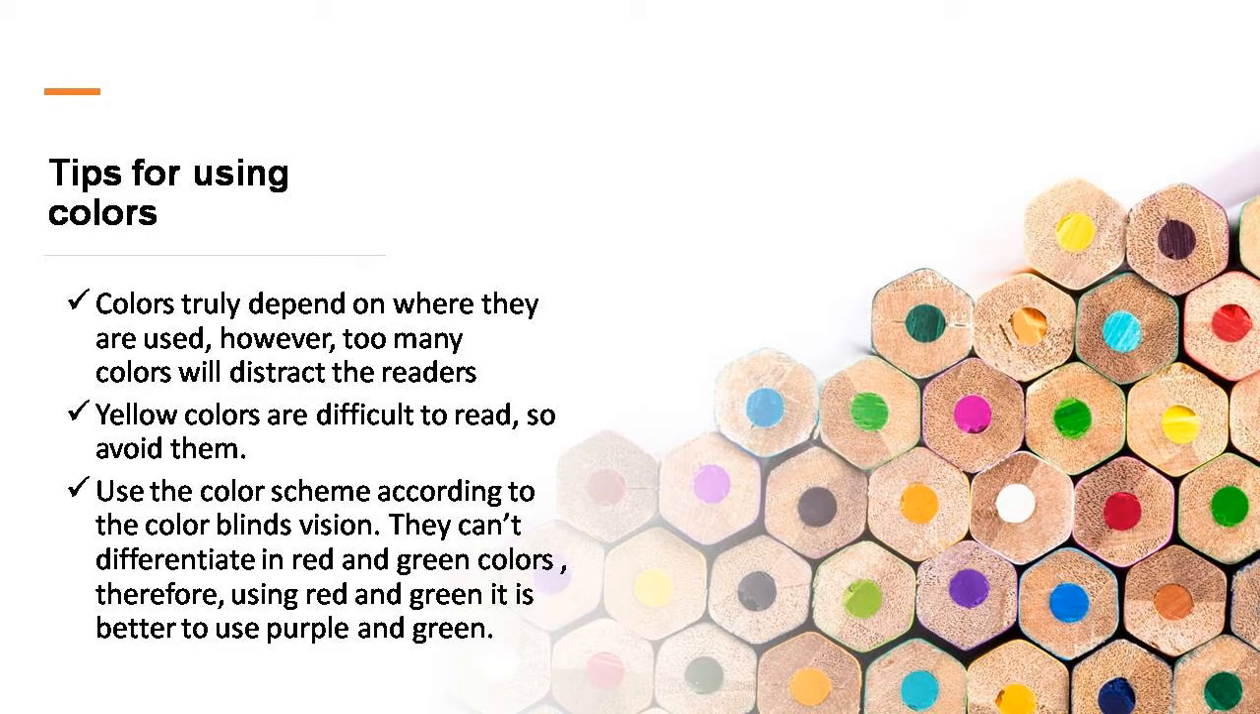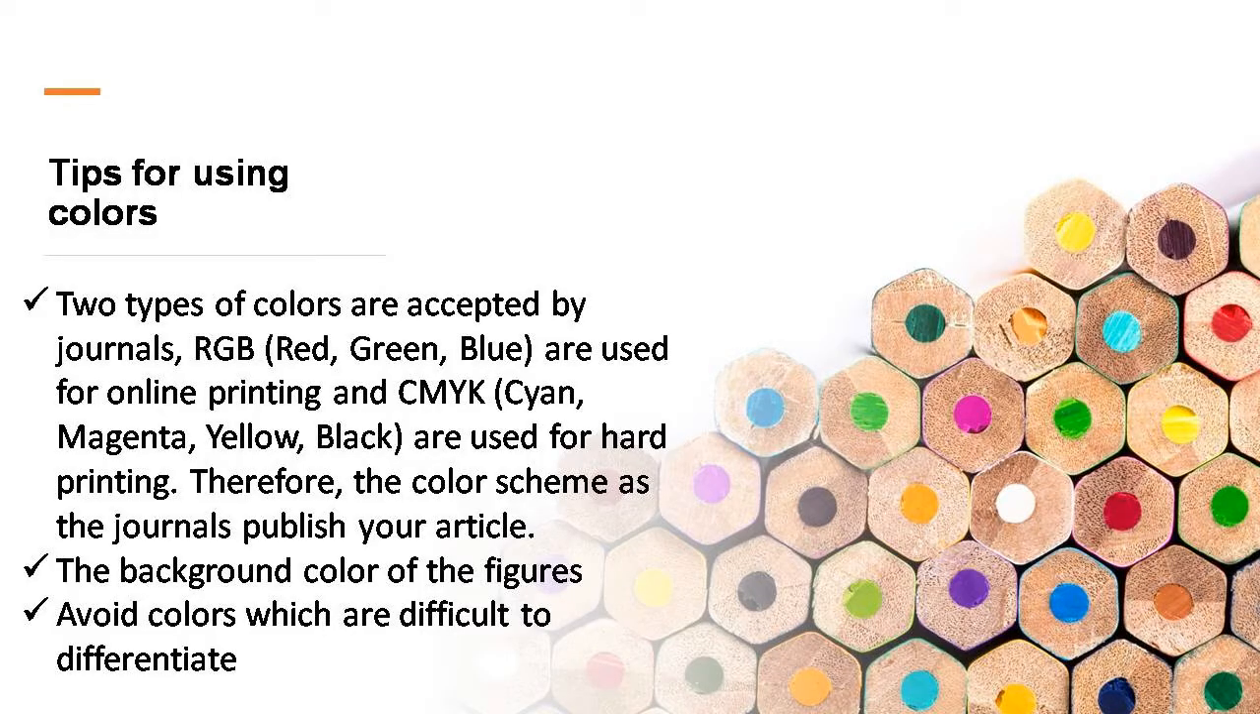Use the color scheme according to color blind vision. We know that there are a lot of color blind people in our community. They are working, they are reading these papers, so we have to keep these people in mind and avoid the colors which are complicated for them. Green and red are usually the complicated colors. They overlap for color blind people, so you have to avoid these colors.